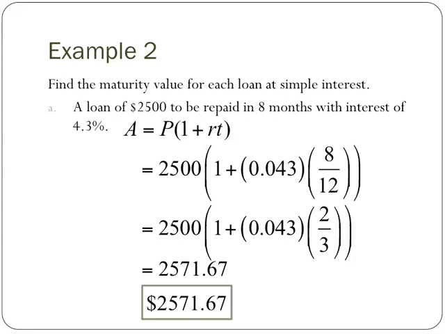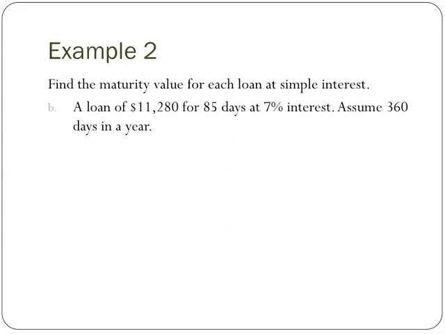All right, part B. Find the maturity value for each loan at simple interest, a loan of $11,280 for 85 days at 7% interest. Assume 360 days in a year. Now for our practical purposes here, 360 days in a year, that's actually fairly typical of many financial institutions in terms of doing calculations. What it does is it's really assuming 30 days per month, and that makes calculations much easier.